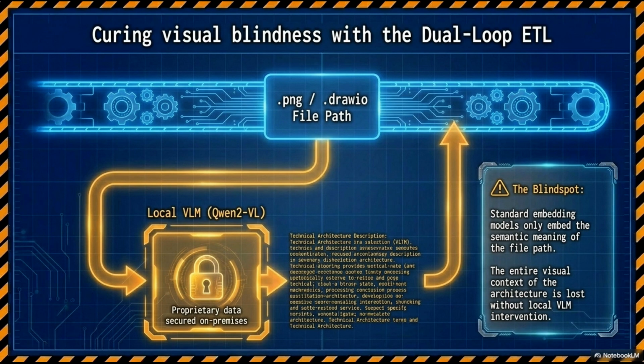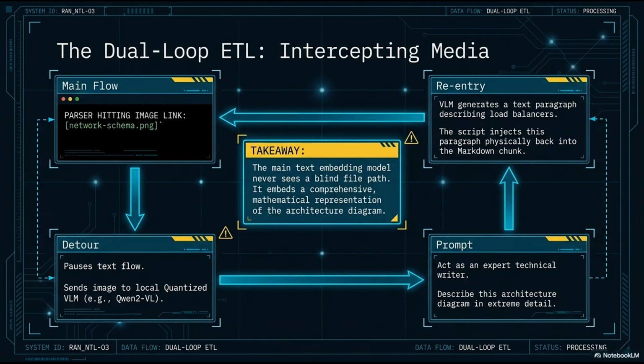Handling images and architecture diagrams is currently one of the hardest frontiers in RAG engineering. Looking at the industry, we have 3 main approaches to solve this blindness. Let's lay them out. Walk me through approach 1. Approach 1 is the practical gold standard for teams that need control and security. We call it the dual loop ETL.